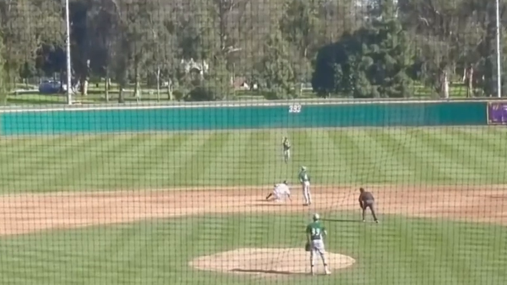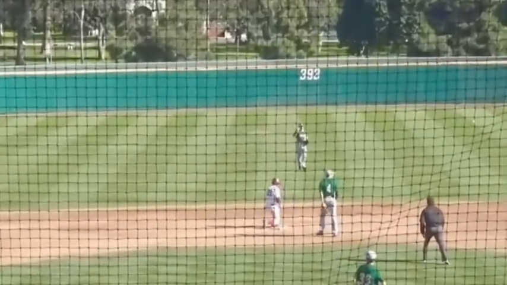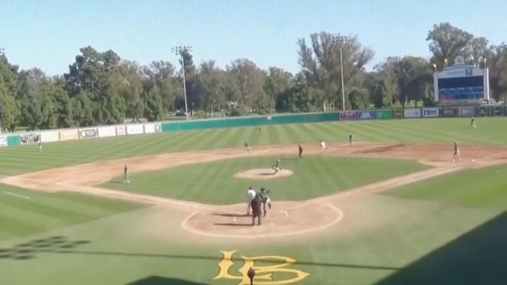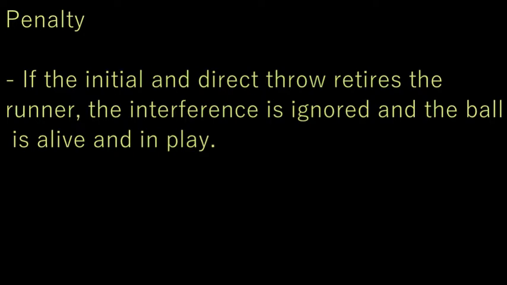This plate umpire needs to do a better job acknowledging the interference, or at least give the quote-unquote "that's nothing" mechanic if for some reason he deems this not to be interference. In the last play, the initial and direct throw retired the runner, and the batter's interference is ignored by rule. The ball is also alive and in play.